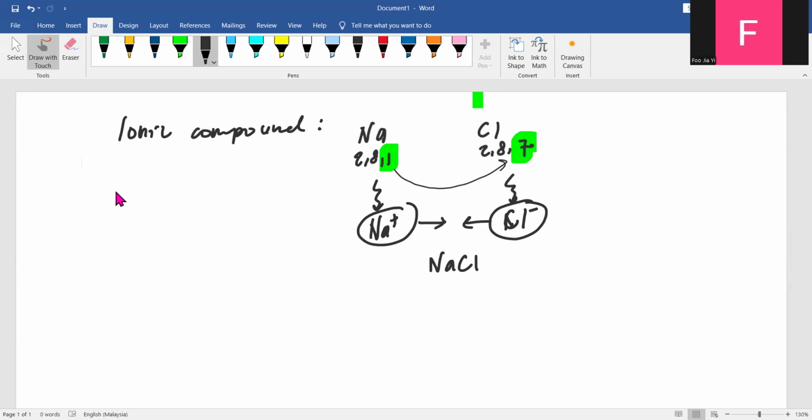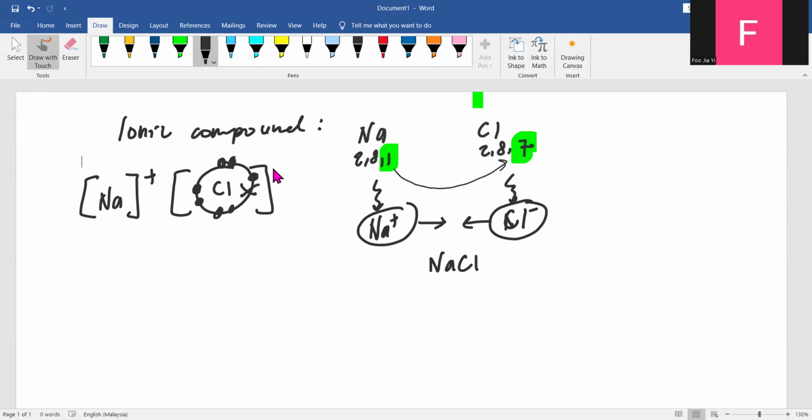Do you remember this? We drew the dot and cross diagram before. So 2,8,7: 1, 2, 3, 4, 5, 6, 7. One electron comes from here and it becomes -1. Okay, so they are combined together.